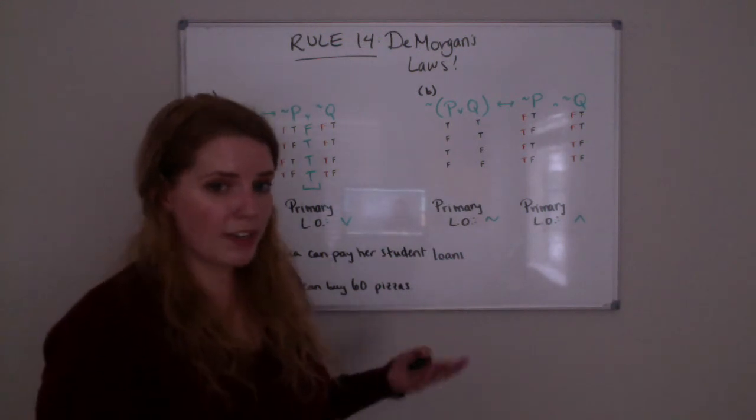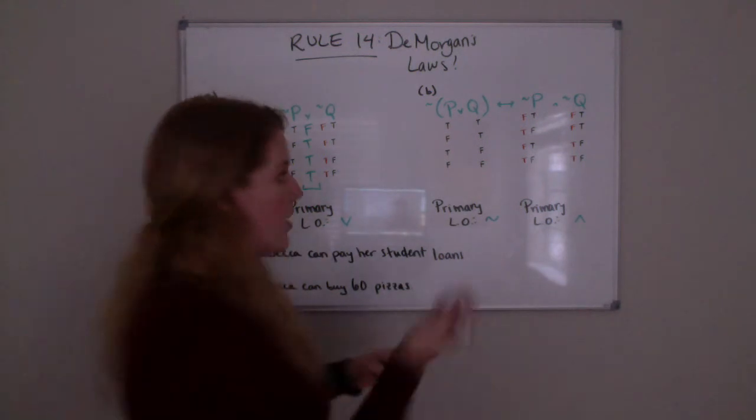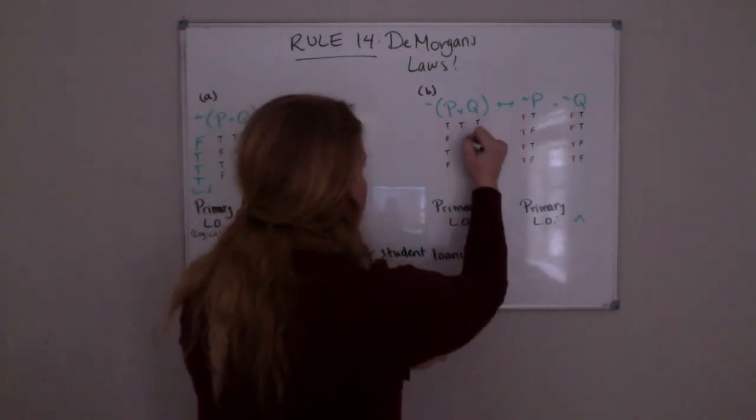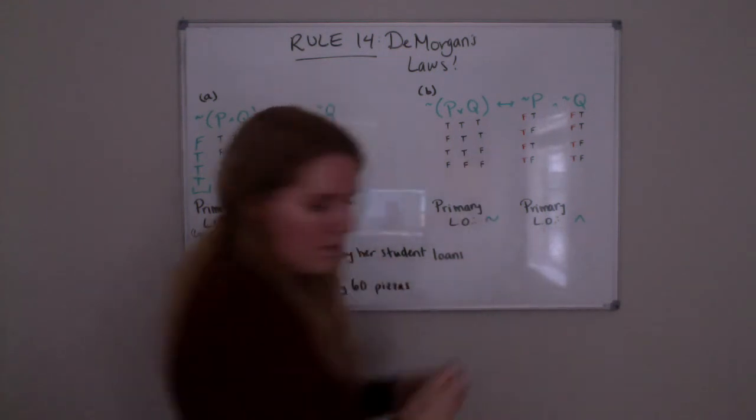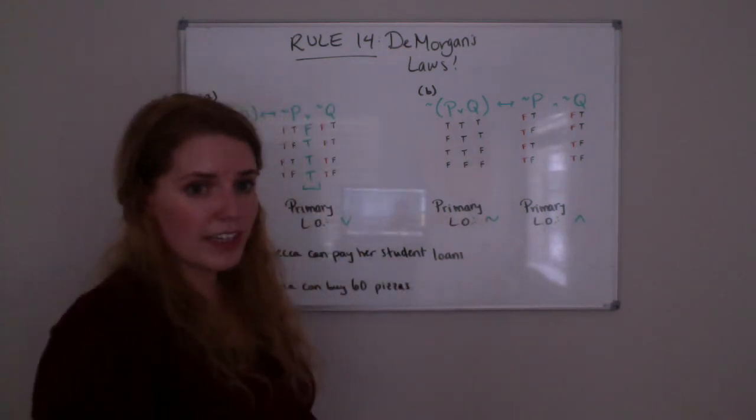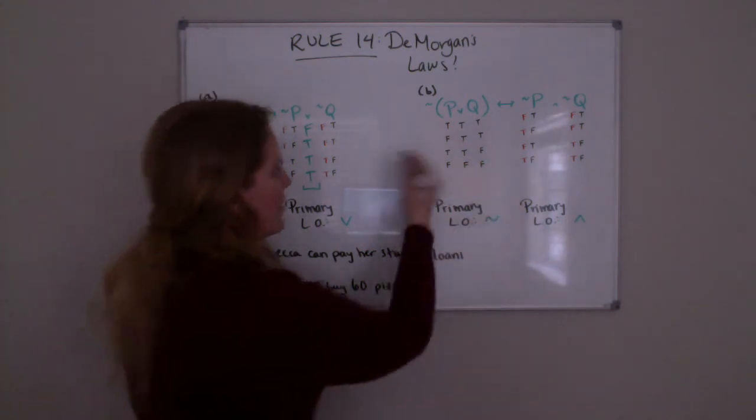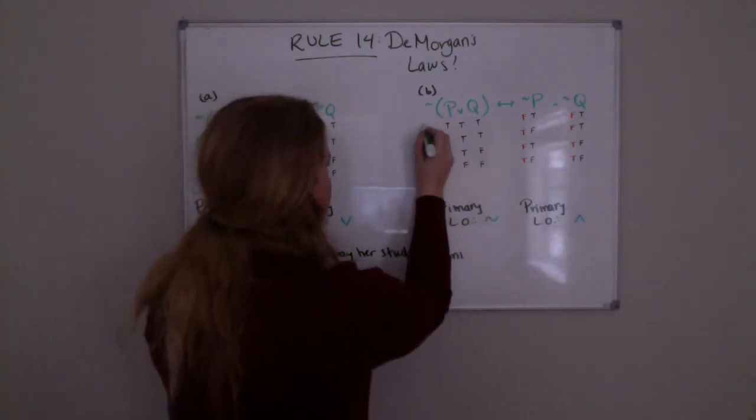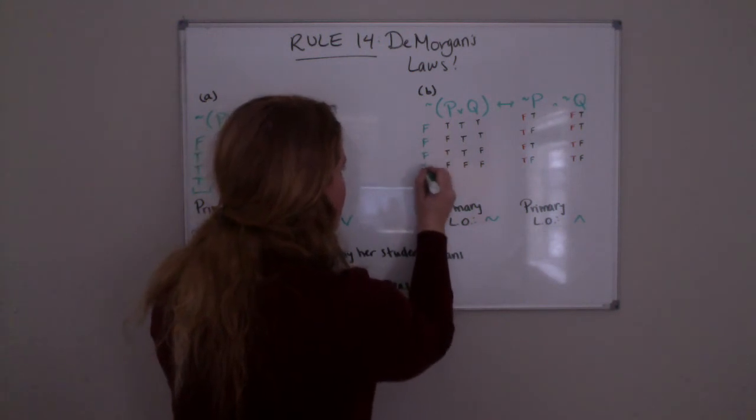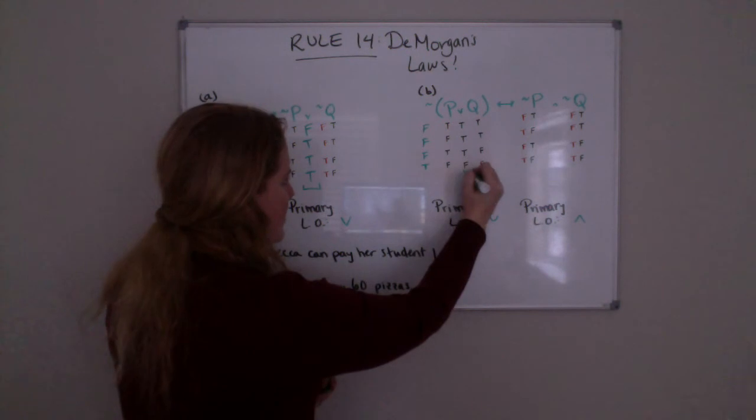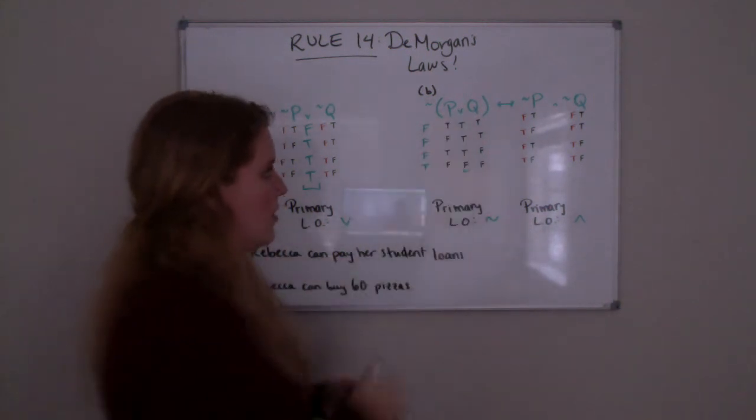In which rows am I going to have a T for true here? Rows 1, 2, and 3. This is a disjunction. All right, and what is my truth table going to look like under my primary logical operator? It's going to be flipped. So we're going to have false, false, false, true. It's the opposite of the truth value of this whole phrase P or Q.